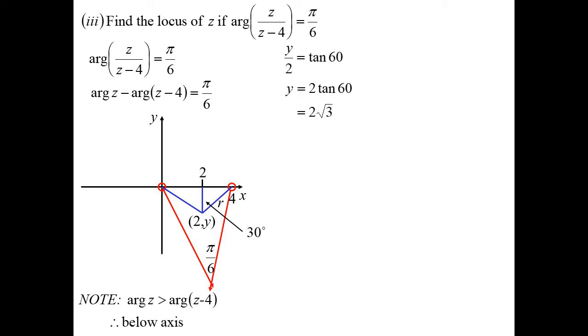Well, no, we don't. We know the distance because y is below. So our y value will actually be negative 2 root 3. We have our center: 2, negative 2 root 3. Radius, Pythagoras. Radius squared will be 2 squared plus (2 root 3) squared, 16. We now can write our answer down.